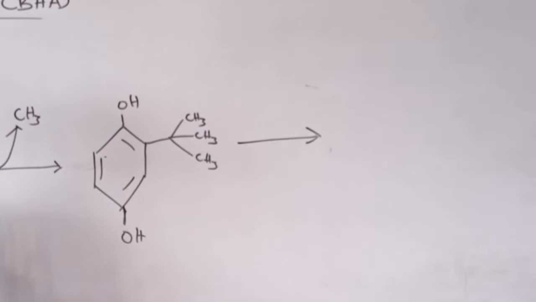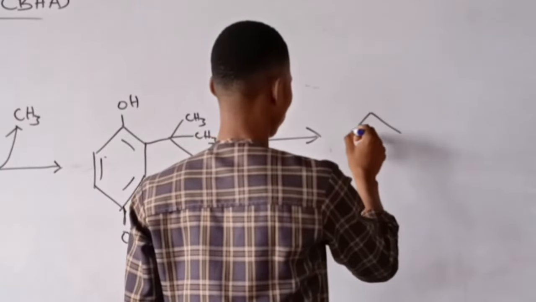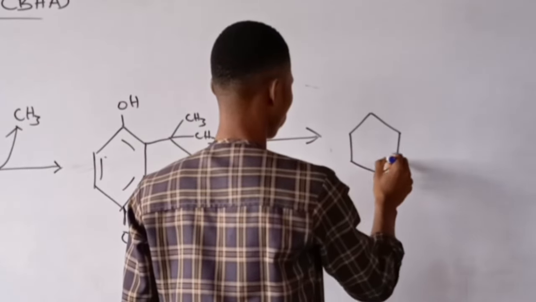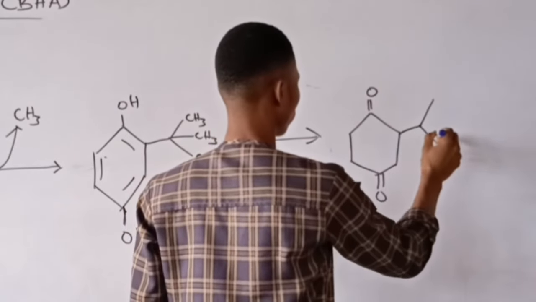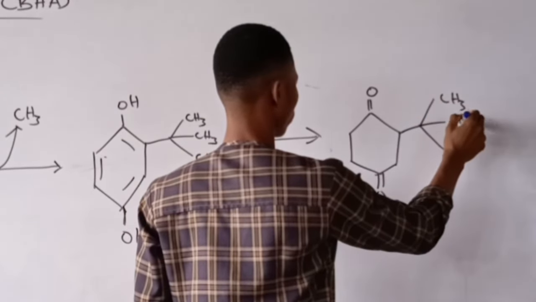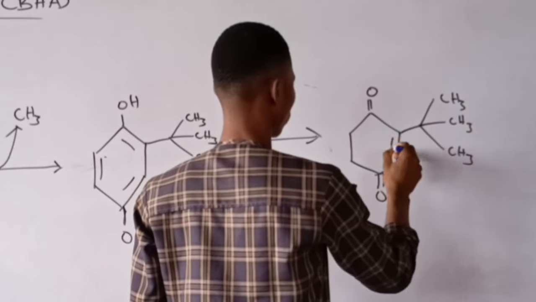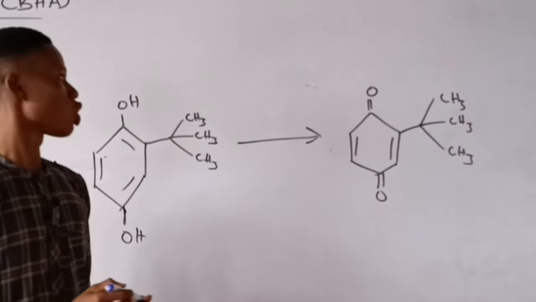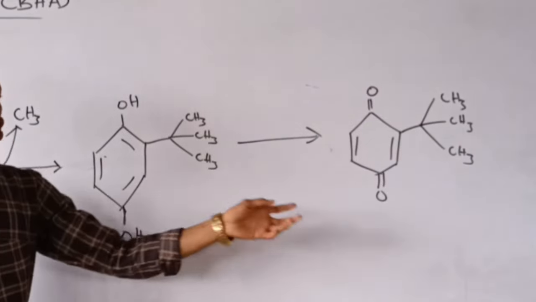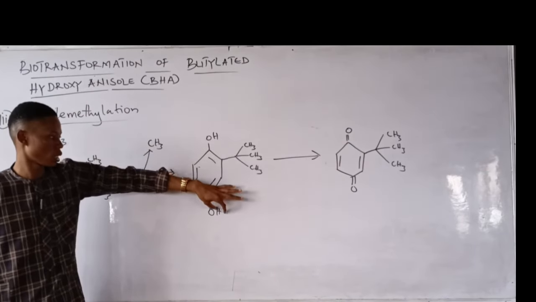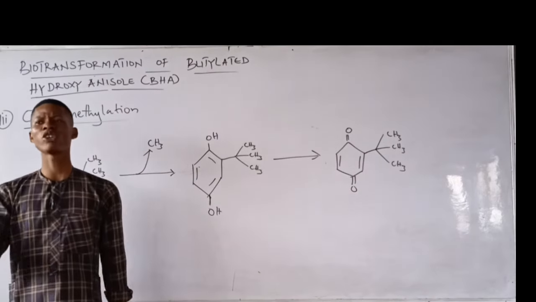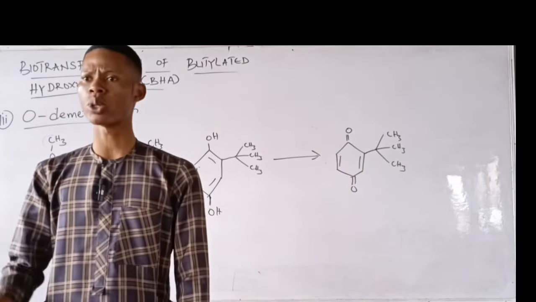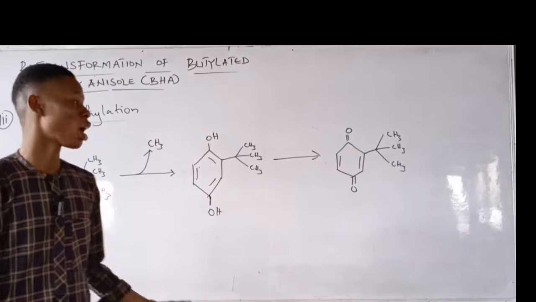Now, this can still undergo further reaction. If this is oxidized, we can have something like this. So this can be oxidized to this. Oxidation, we are removing this hydrogen to this. Now, oxidation reaction, is it part of phase 1 reaction or phase 2 reaction? Phase 1, right?